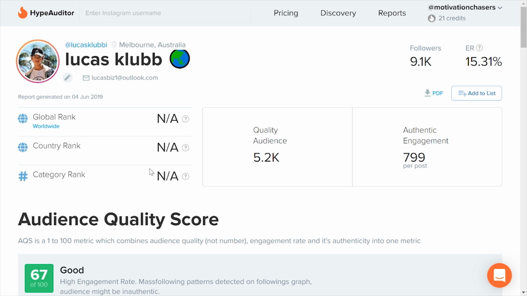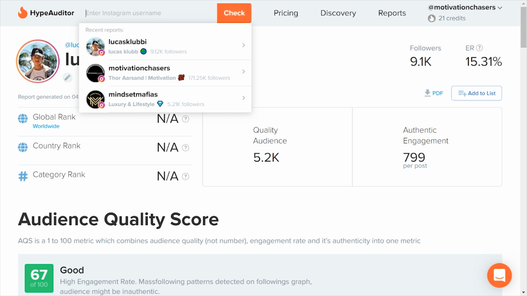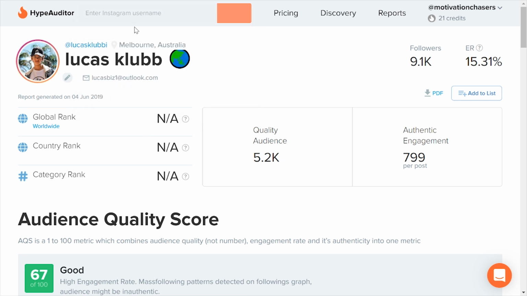Once you're inside HypeAuditor, you put in a username right here, so you can see that I've got Motivation Chasers. I can use my other accounts, but for this one we're going to use this one because he's got completely fresh stats. I've not looked at them myself, so it's going to be really interesting. You can see total followers 9.1k, engagement rate 15%, that's really good. Quality audience 5.2k out of 9.1k.